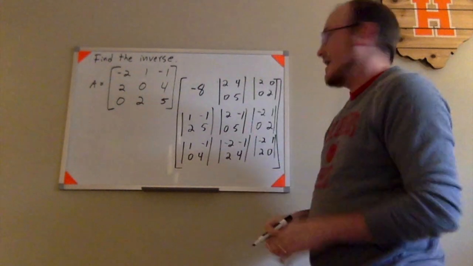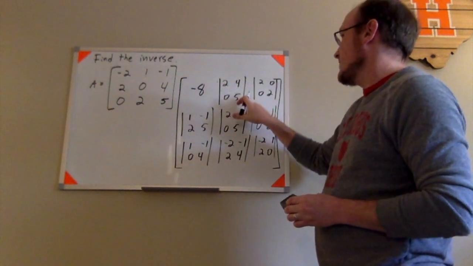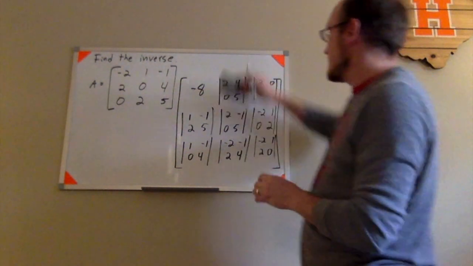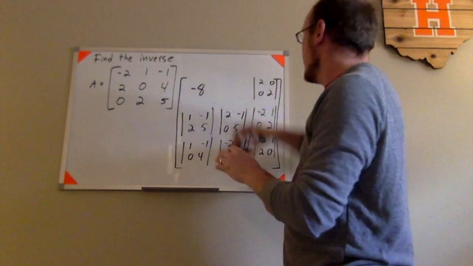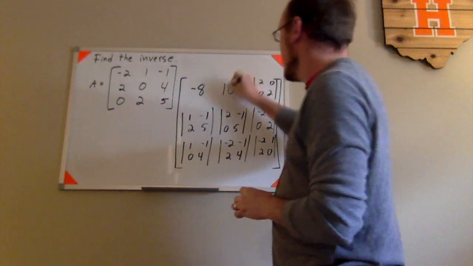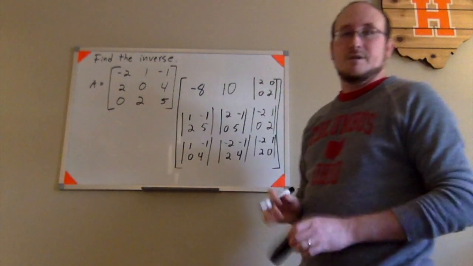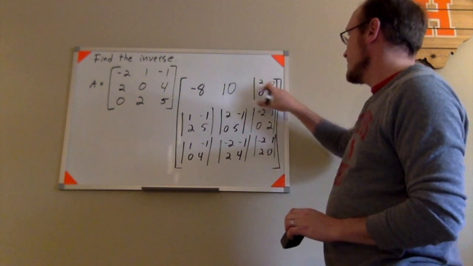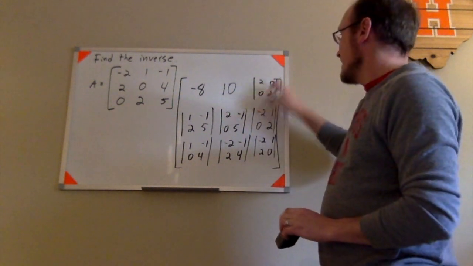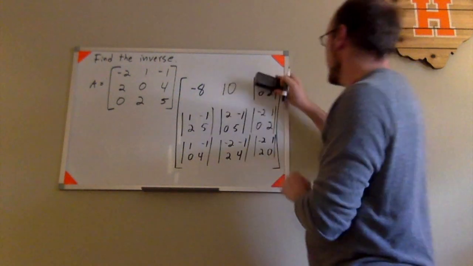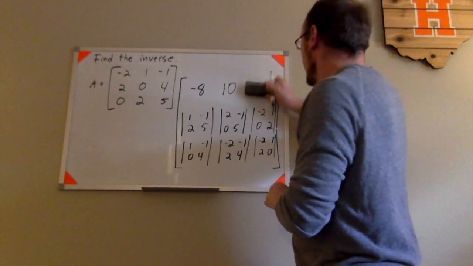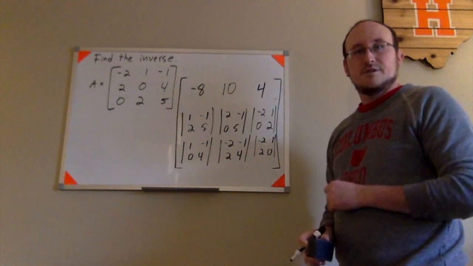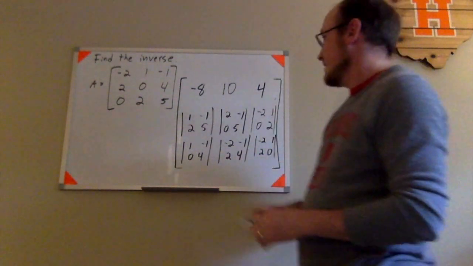Now, moving on, evaluating the next determinant, 2 times 5 is 10, minus 0 times 4 is 0, 10 minus 0 is still 10. So that second entry there should be 10 after evaluating the determinant of that smaller matrix. Looking at this one, again, 2 times 2 is 4, minus 0 times 0 is 0, 4 minus 0 is 4. So this final entry here is 4. 6 more little determinants to evaluate.